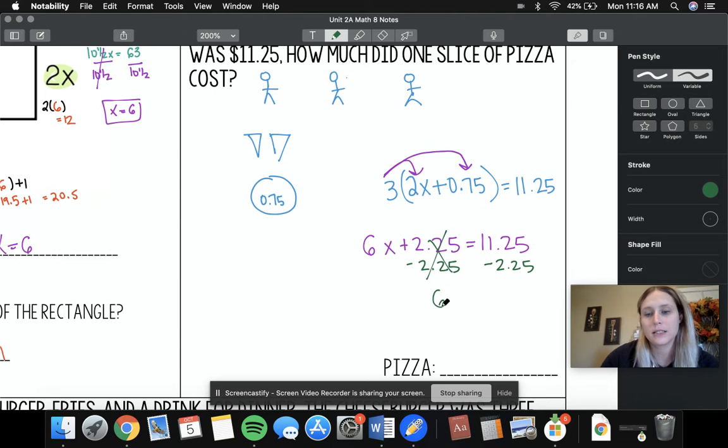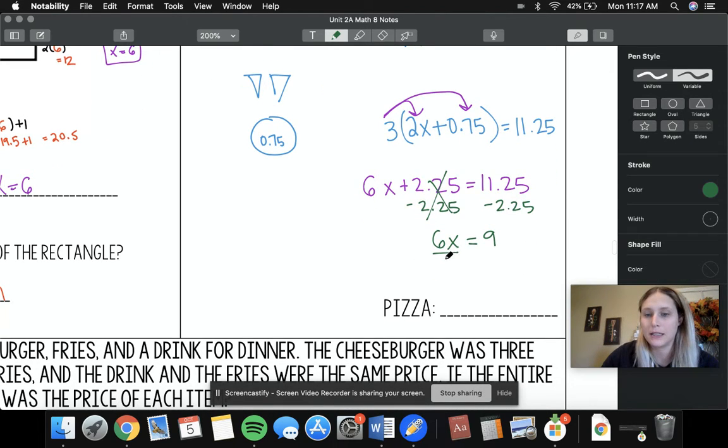Okay, so 6 slices of pizza would be $9. And then we would divide the $9 by the 6 slices, and we would get x equaling 1.5. So each slice of pizza would be $1.50.